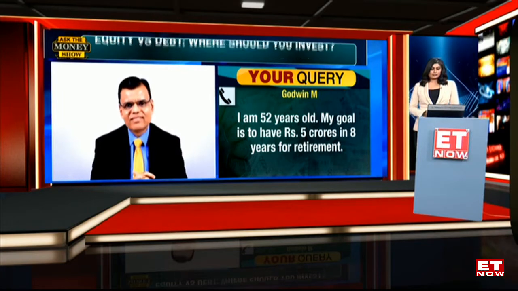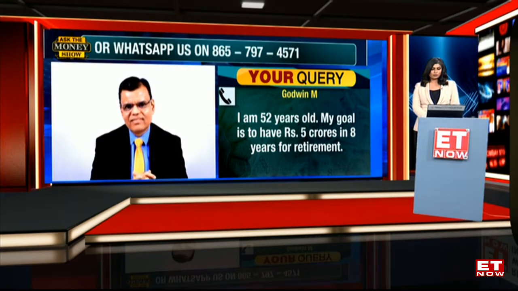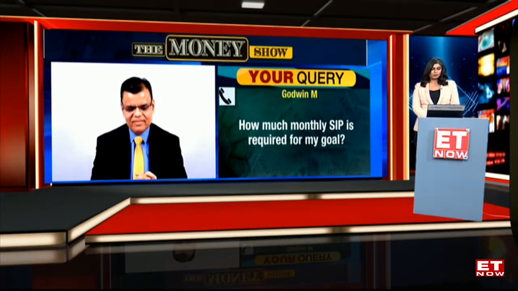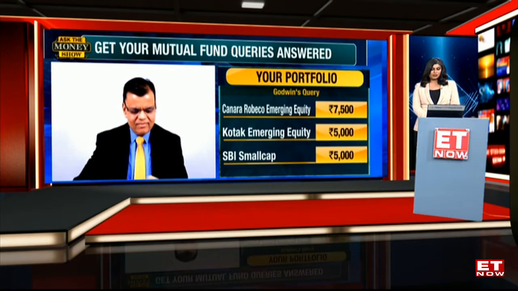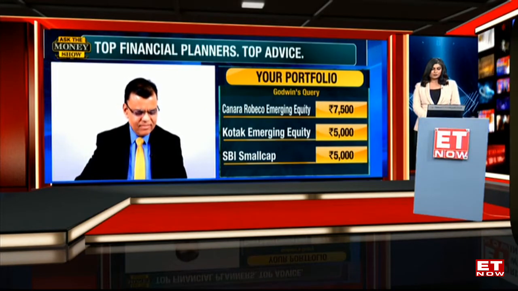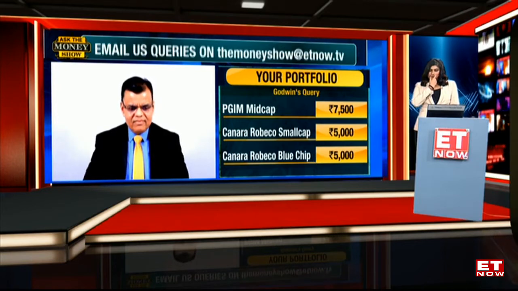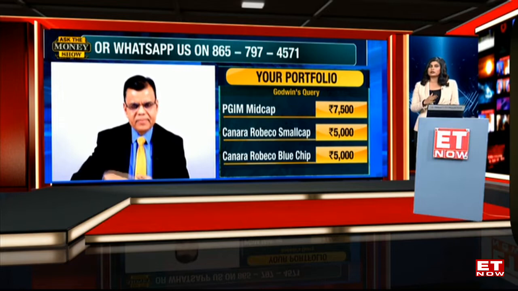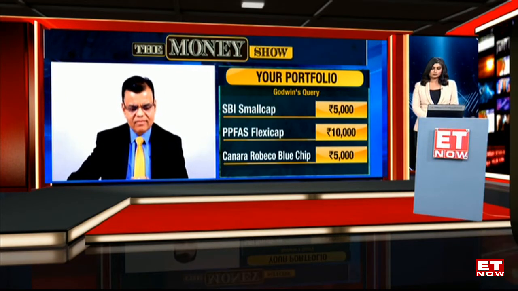All right. So you can see the funds that you have in your portfolio: Mirae Asset Emerging, Canara Robeco Emerging, Kotak Emerging, SBI Small Cap, PGIM Mid Cap, Canara Robeco Small Cap, also a blue chip fund of the same fund house, and you have Parag Parikh Flexi Cap. Sir, I just wanted to understand, you are investing 50,000 per month in these funds. Is this a portfolio that you've gotten consulted through a financial planner, or you've made it on your own? I've made it on my own.